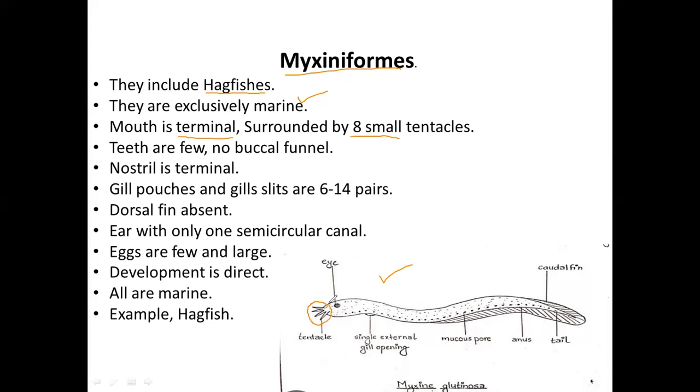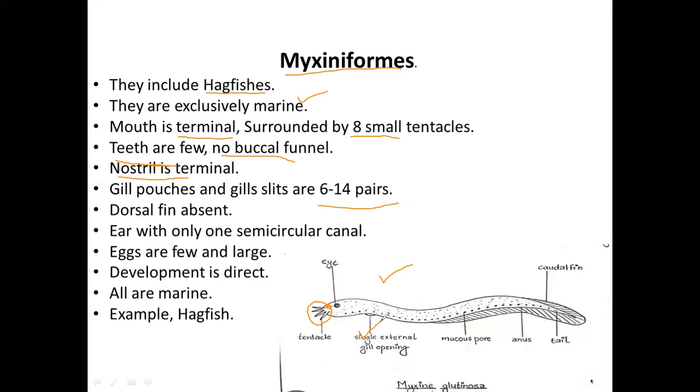Tentacles generally function as tactile organs, and at the same time they help in food capturing or food gathering. They have very few teeth, and there is no buccal funnel. The nostril is terminal; you can see the nostril in front of the eye. They have 6 to 14 pairs of gill pouches and gill slits, and all these gills open through a single opening, which we call a single external gill opening.